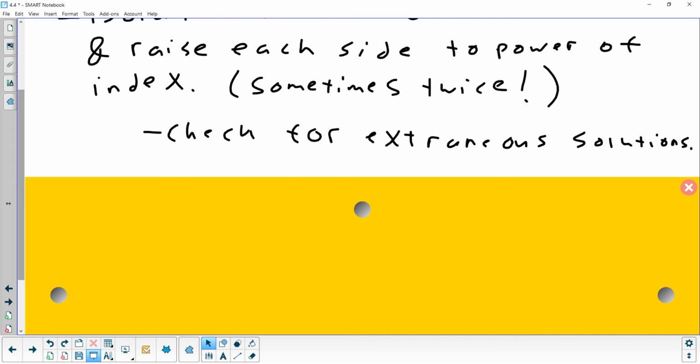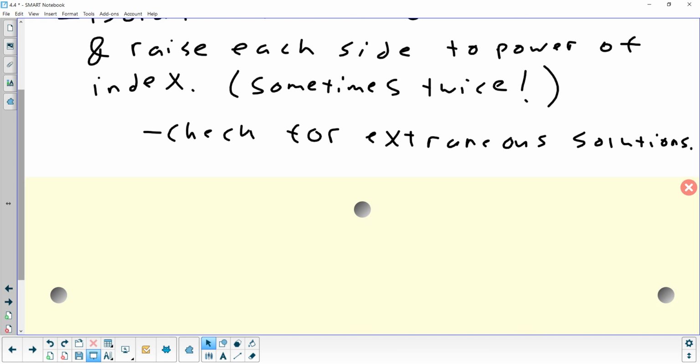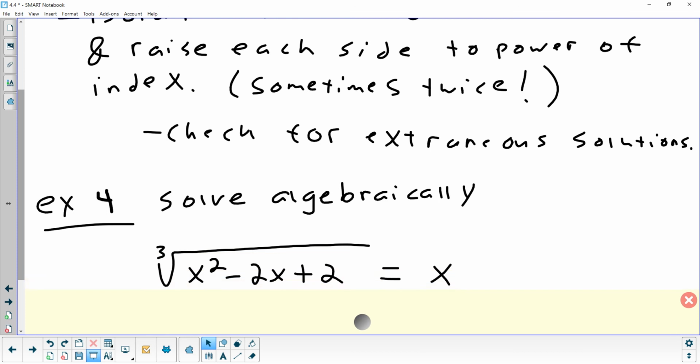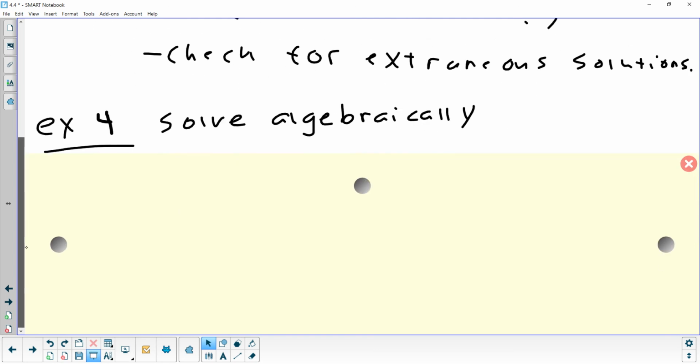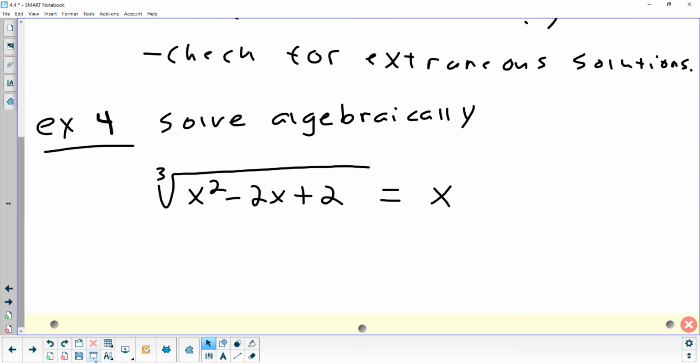You do have to check for extraneous solutions, okay, just like we did yesterday. We'll start with one that's pretty easy, and then we'll do one that's a little harder, or at least get through maybe the first step or two of it. Let's try this one.